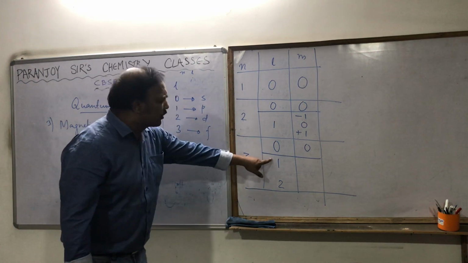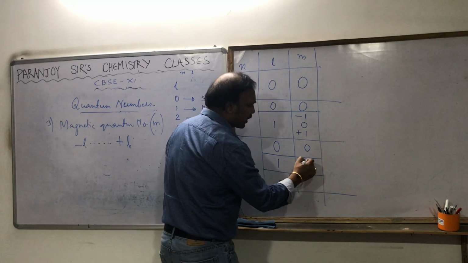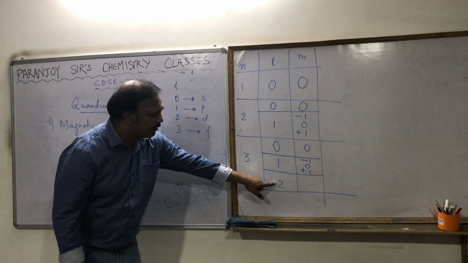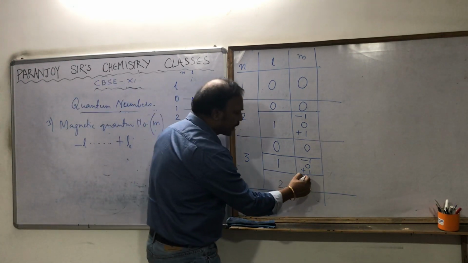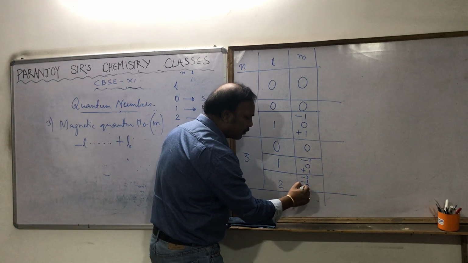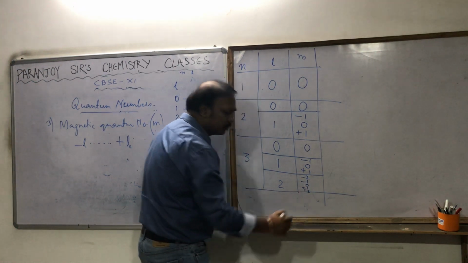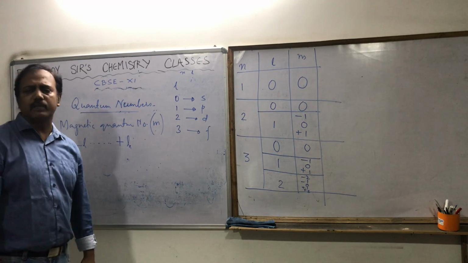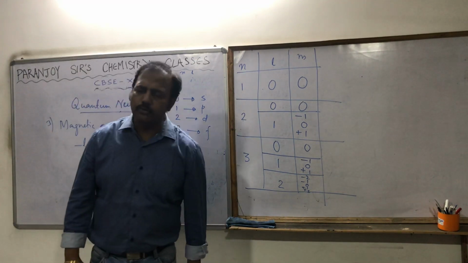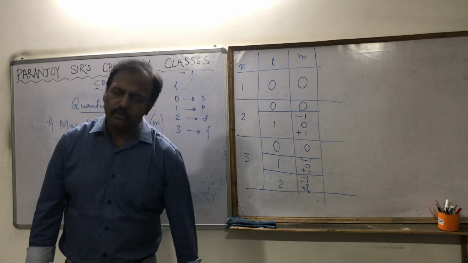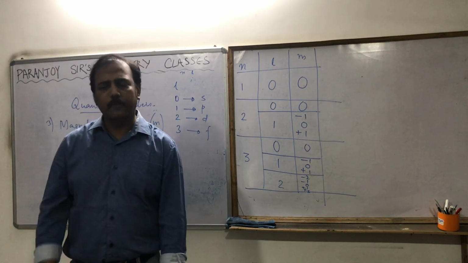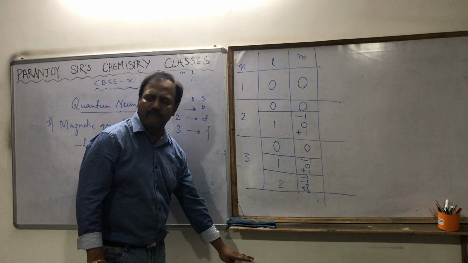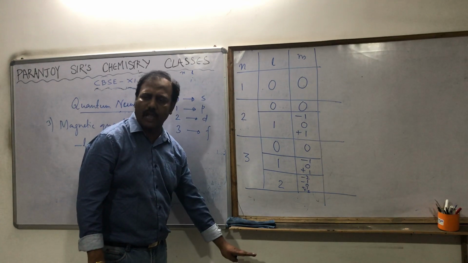If L is 1, what are the possibilities? Minus 1, 0 and plus 1. If the value of L is 2, what are the possibilities? Minus 2, minus 1, 0, plus 1 and plus 2. If it is 3, somewhere it will come 3 also, right? What are the possibilities? Minus 3, minus 2, minus 1, 0, plus 1, plus 2 and plus 3. As I told, I have done only up to n is equal to 3, but you are going to do up to 5. Please, you have to do it.